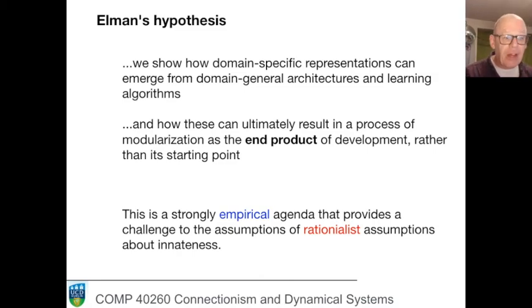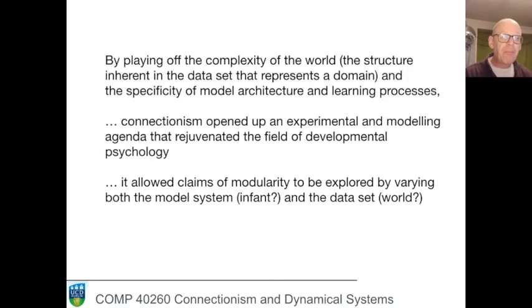Elman's way of laying this out speaks to an empirical agenda in which, through our modeling, we can play with the complexity of the world, play with the specificity of the architecture, and play with the learning methods exhibited by the system. And so this opened up a modeling agenda and a domain of scientific theorizing which spoke to some very long-standing concerns. Playing off the world against the infant, as it were, rejuvenated this field of development psychology.